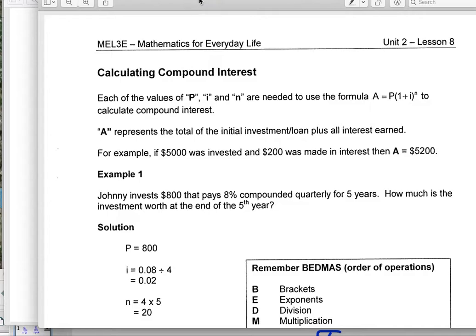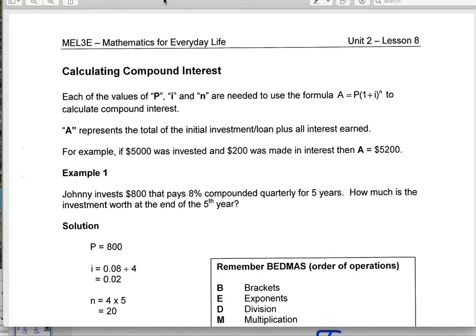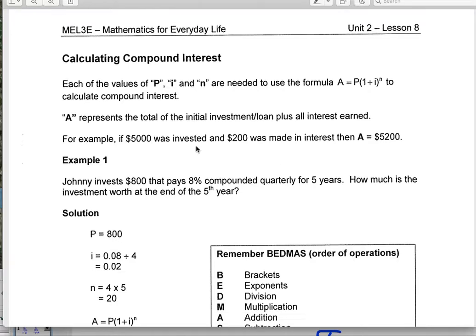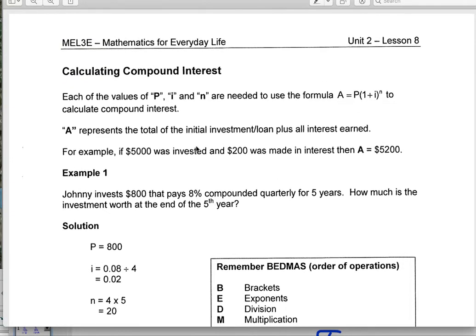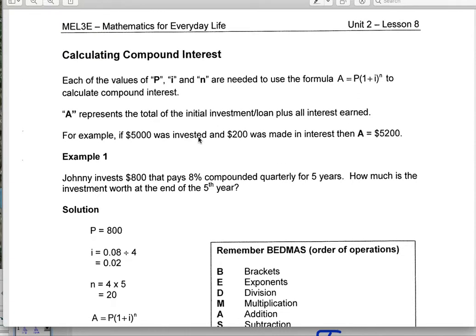So here we're going to calculate compound interest. If you need a break, take a break right now before you come back to this.